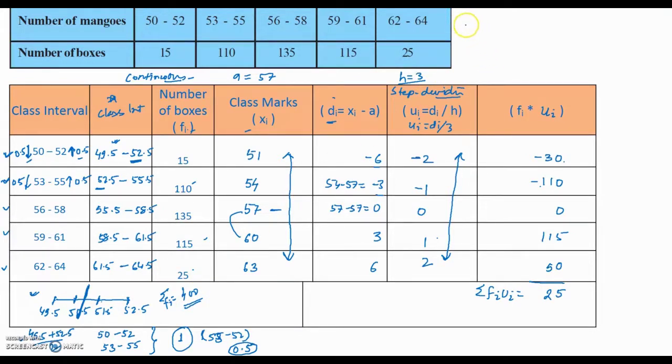Now let us look at what the formula for the mean looks like for step deviation. Simple: A plus sigma fi ui by sigma fi, this multiplied by h. What is our assumed mean? 57. Sigma fi ui we have calculated as 25, divided by sigma fi, which is 400, multiplied by h. What is h? The value of h is 3.